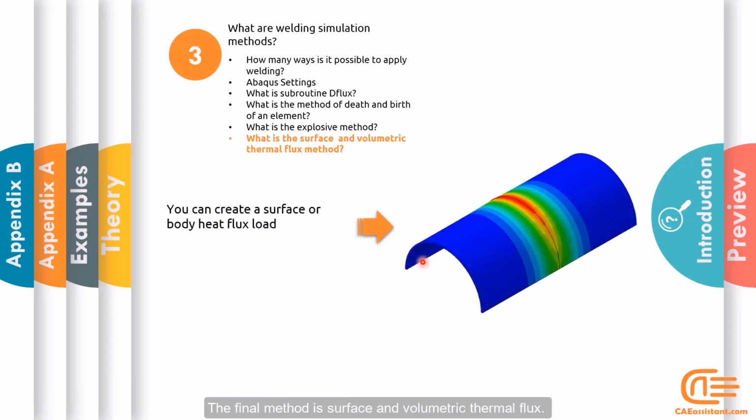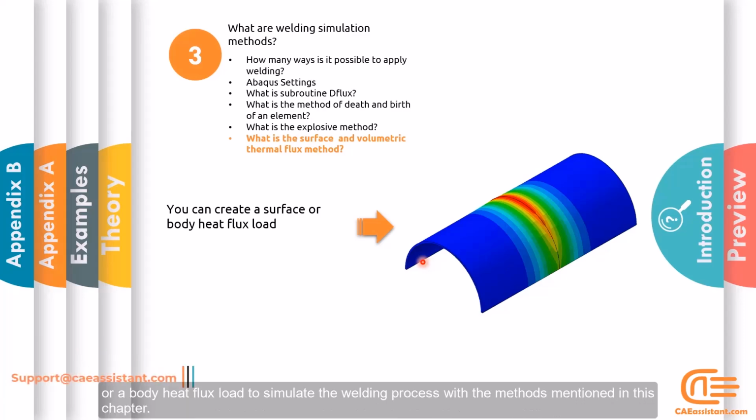The final method is surface and volumetric thermal flux. We use this method in arc welding. We can create a surface heat flux load like this figure here, or a body heat flux load to simulate the welding process with the methods mentioned in this chapter. In the next videos of this playlist, we will explore the workshops to gain a detailed understanding of how to implement such simulations in Abaqus CAE.